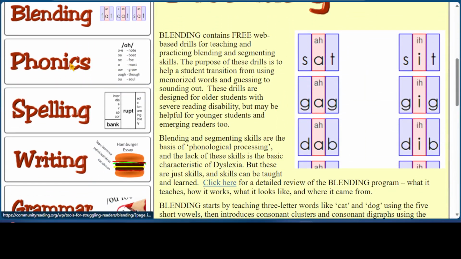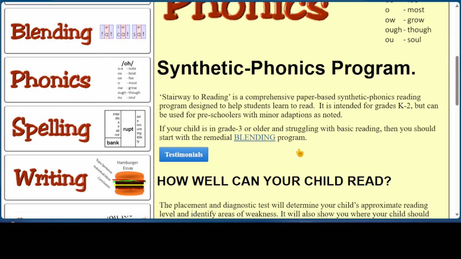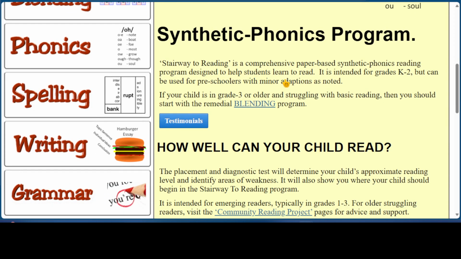After blending, you can go on to their phonics level here for more instruction in phonics. So they have a synthetic phonics program here. It is called the Stairway to Reading. It's a comprehensive paper-based synthetic phonics reading program designed to help students learn to read. It is intended for grades K to 2, but can be used for preschoolers with minor adaptations noted.